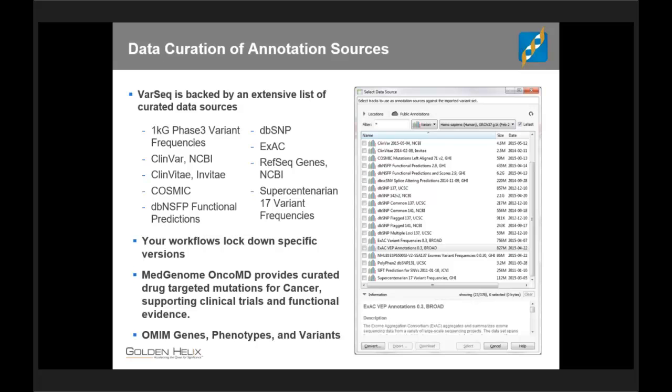We also offer 2 additional annotations for an additional licensing fee. These include OncoMD, which provides curated drug-targeted mutations for cancer, supporting clinical trials and functional evidence, and OMIM genes, phenotypes, and variants.